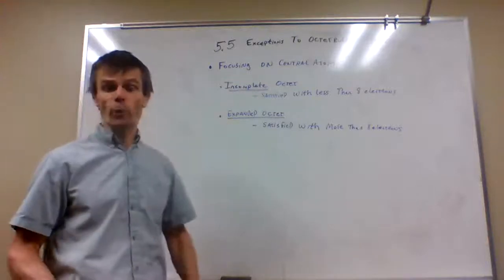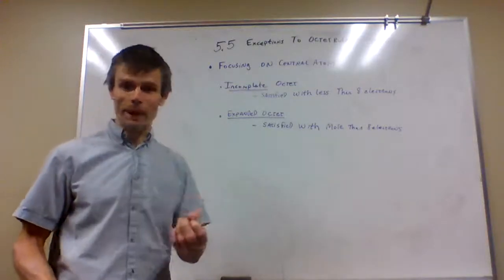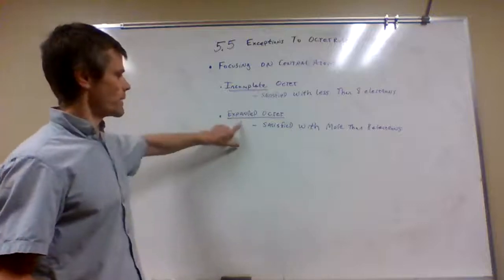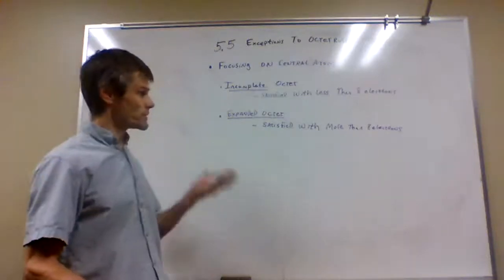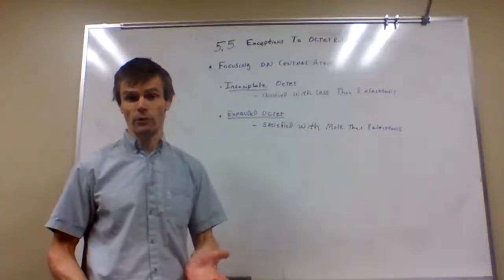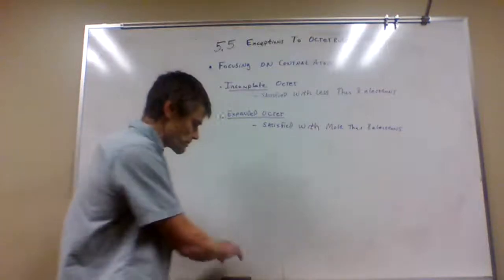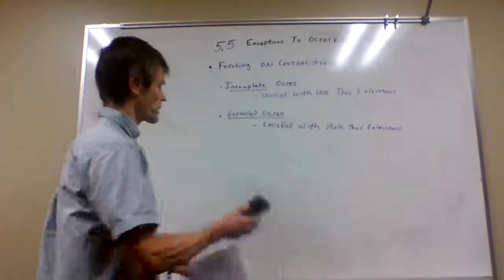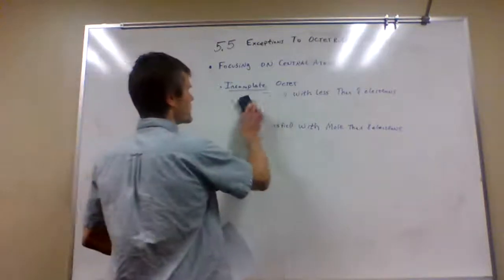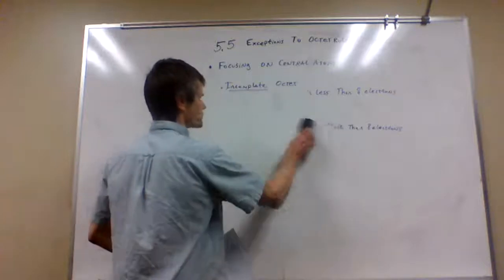What that means is that the central atom is satisfied with less than 8 electrons around it. And we also have situations in which we can have an expanded octet. As the name implies, these are situations in which a central atom is satisfied with more than 8 electrons about it. As a specific example, we're going to go through one in particular. And we're going to begin with the incomplete octet.